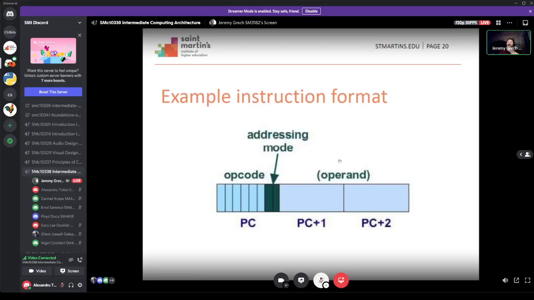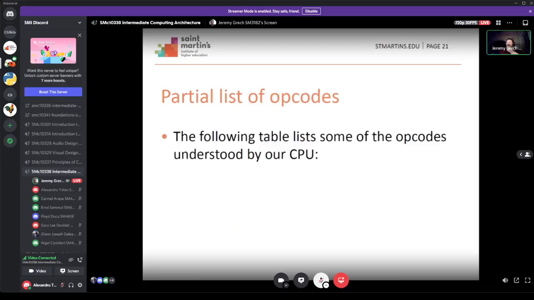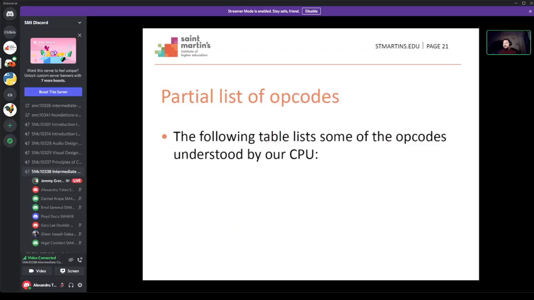So, let's take a look at a fictitious set of instructions that can actually be understood by our CPU.